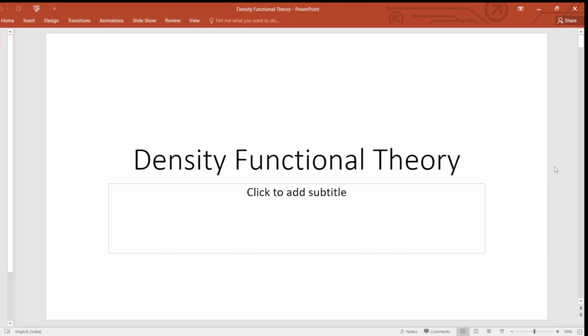Today we'll start talking about density functional theory. So far we have discussed different approximation schemes, for example, the Thomas-Fermi model, and then we have talked about the Born-Oppenheimer approximation, then the Hartree and Hartree-Fock approximations. Eventually, all of them give a good description of many electron systems.